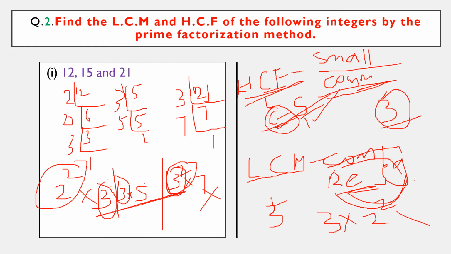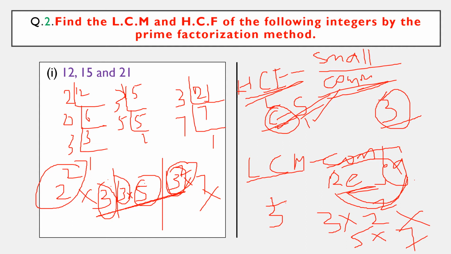And next, what are the remaining things? 5 and 7. Here 5 is present in this number, but no 5 is present in the other, so 5 will be written as it is. And next is 7, so I'll write 7. Okay, so the LCM is 2 square into 3 into 5 into 7. So 4 into 3 into 5 into 7. Whatever product you got, that is your LCM.